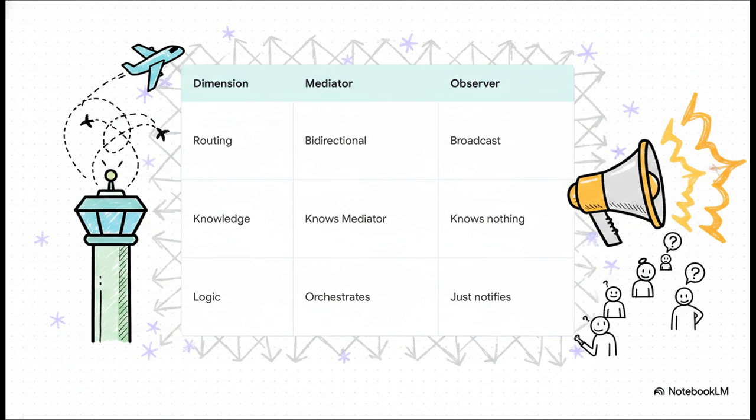The observer, on the other hand, it's basically a guy with a megaphone. It is a unidirectional broadcast. The publisher blindly notifies everyone listening without knowing or caring who they are. So rule of thumb, if your central coordinator uses logic to decide who gets notified and why, it's a mediator. If it just blindly shouts out an event to anyone who will listen, it's an observer.